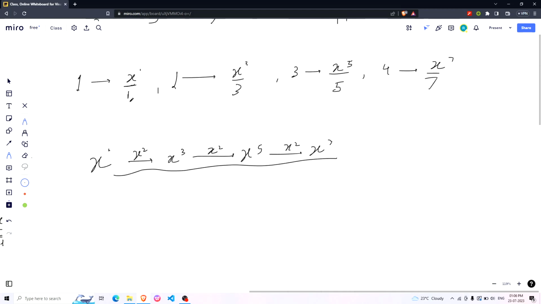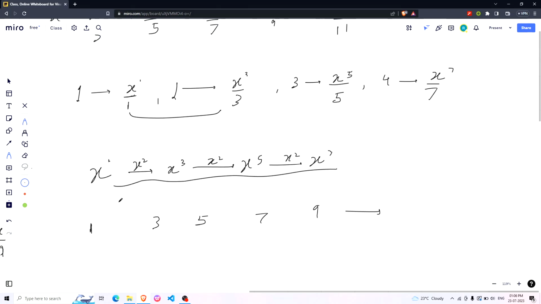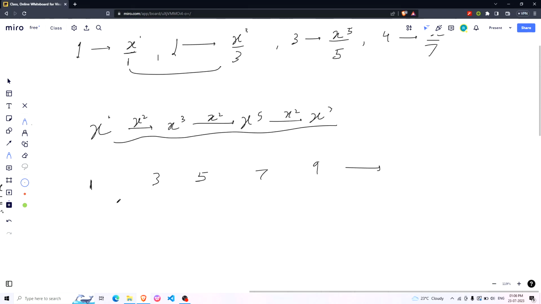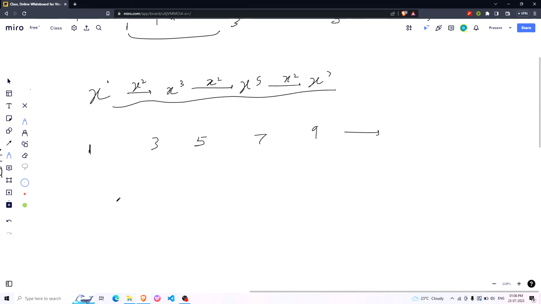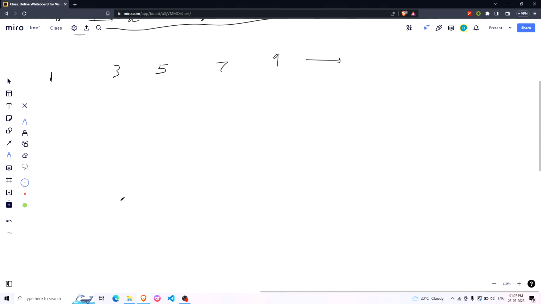And now let's see denominator. It goes like this: 1 3 5 7 9, and up to n terms, right? So what's the pattern here? The denominator is getting increased by 2 every time. So this is what we have to do for n terms. So how will we do that? This is the logic. Now let's look at the flowchart of it.